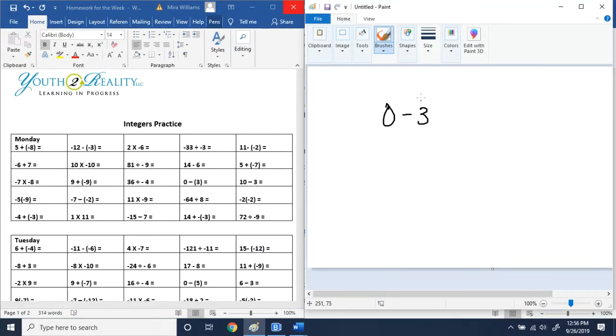0 minus 3, just set in parentheses. Take the sign of the biggest number, which is negative. The signs are different because this is positive and this is negative. So we're going to subtract the two numbers.